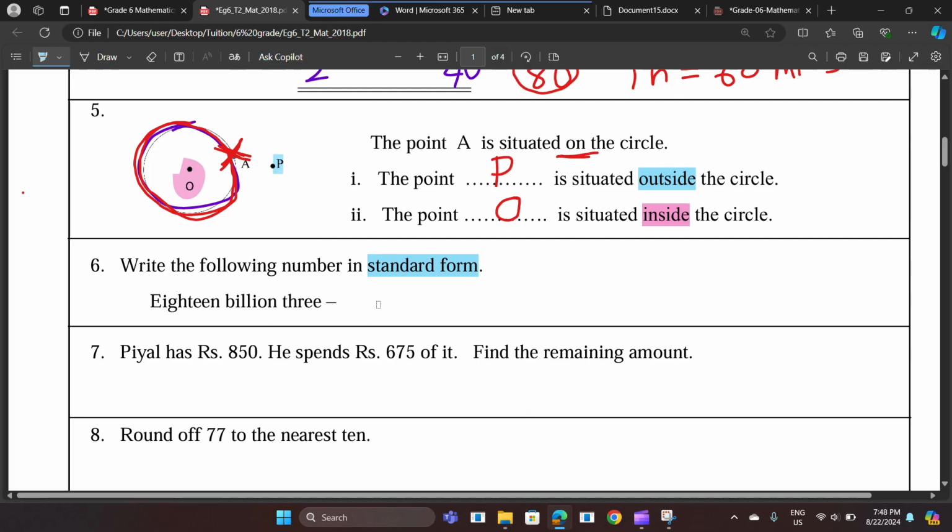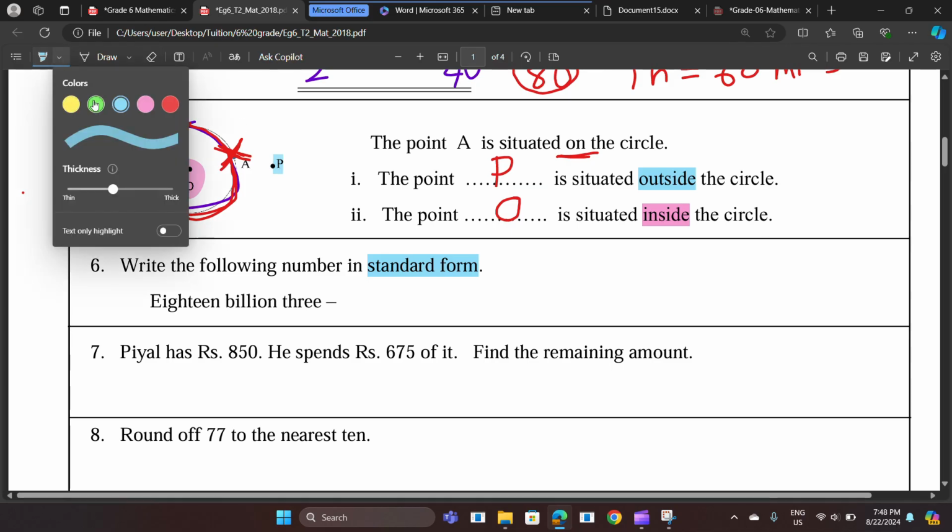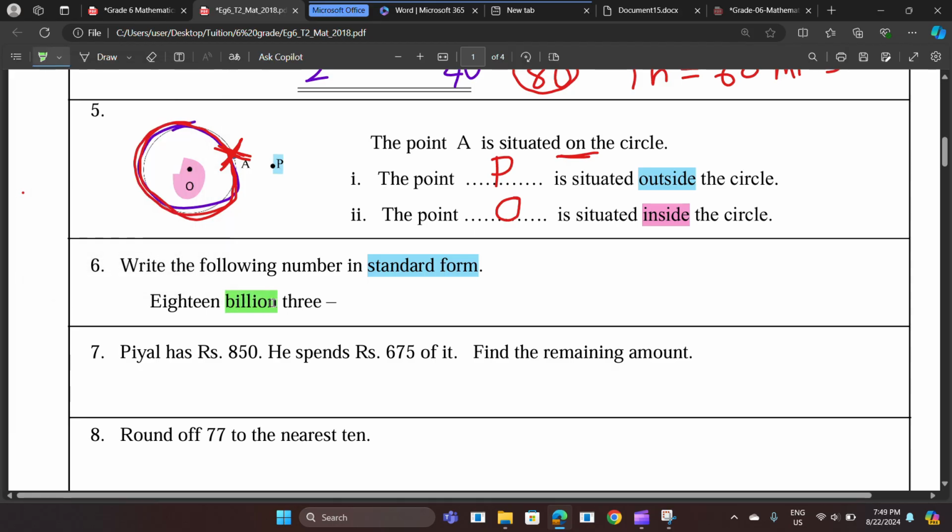8 billion. There is the term billion, not million, billion.